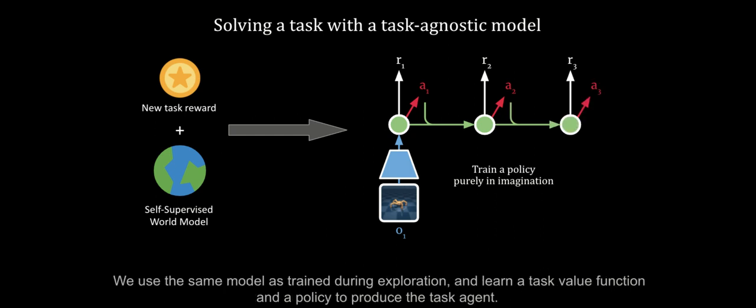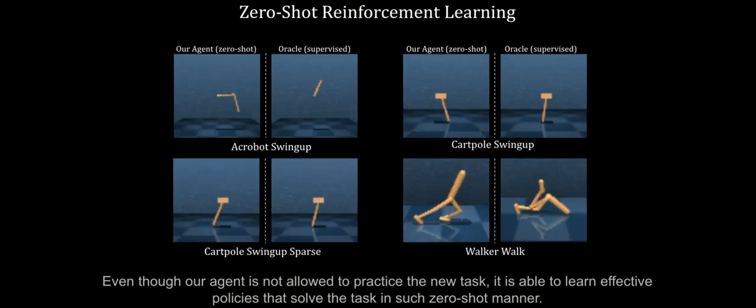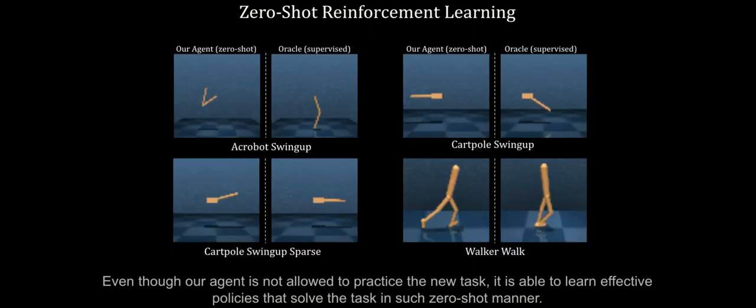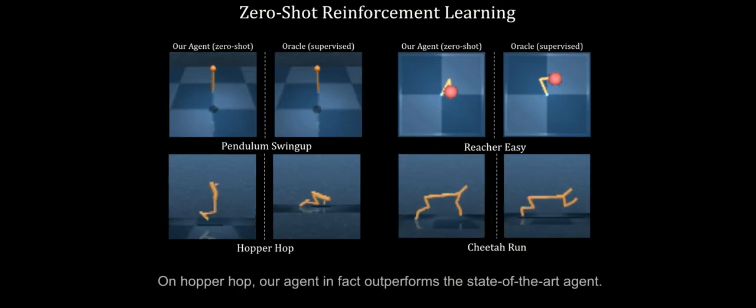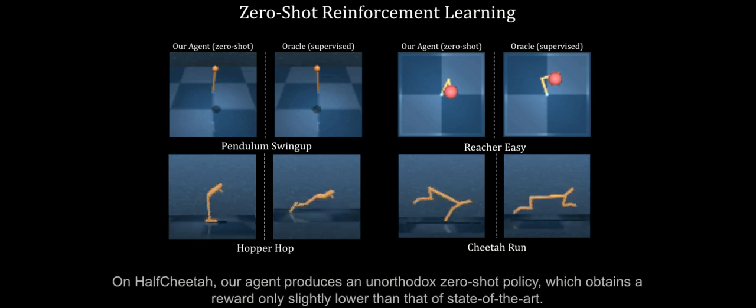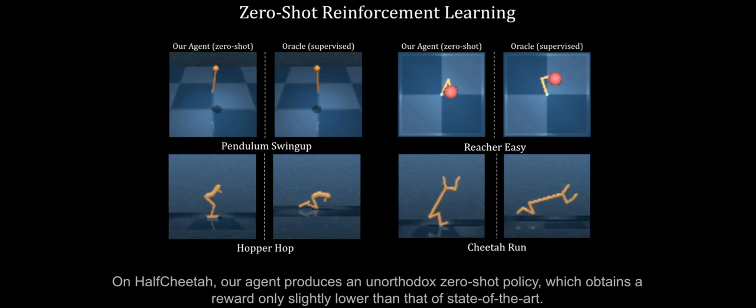We use the same model as trained during exploration and learn a task value function and a policy to produce the task agent. Even though our agent is not allowed to practice the new task, it is able to learn effective policies that solve the task in such zero-shot manner. On hopper, our agent in fact outperforms the state-of-the-art agent. And on half cheetah, our agent produces an unorthodox zero-shot policy, which obtains a reward only slightly lower than that of state-of-the-art.